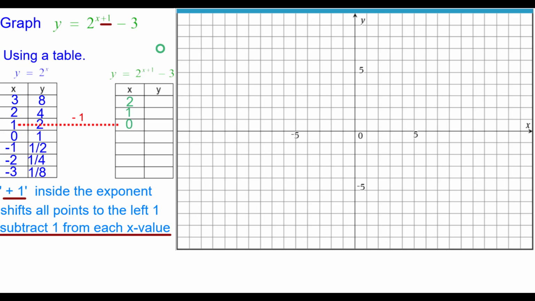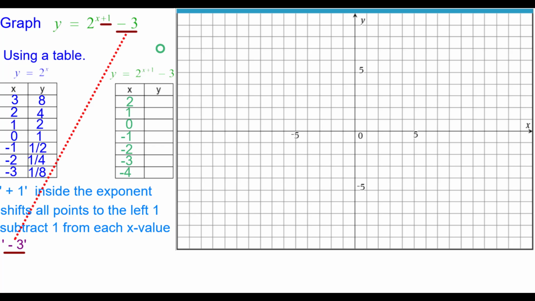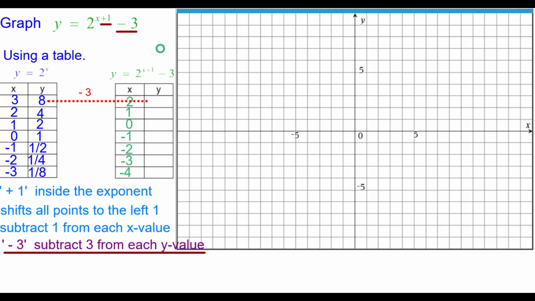1 minus 1 is 0. Negative 1, negative 2, negative 3, negative 4. Press pause anytime as you need. Using the other parameter, the minus 3, subtract 3 from each y value. Starting with 8, 8 minus 3 would be 5. And we can plot 2, 5. 4 minus 3 is 1, so we'll plot 1, 1.